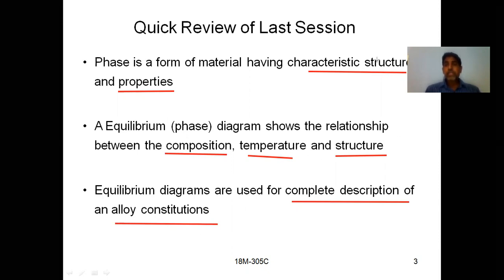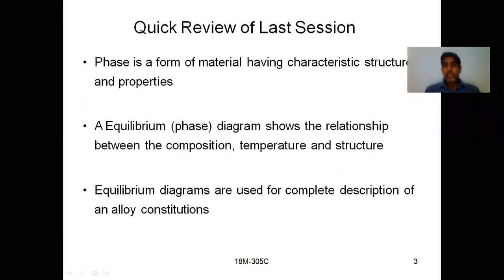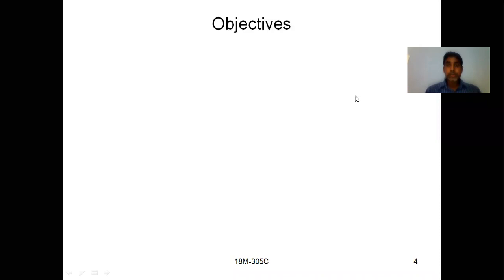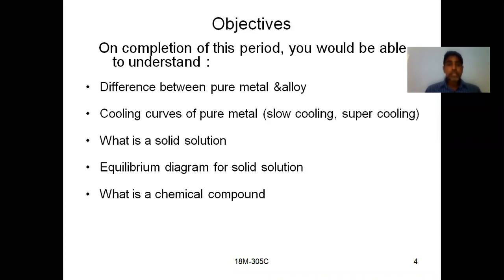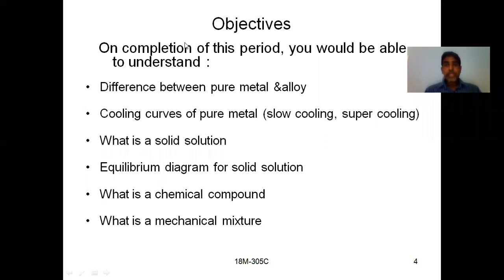So today we are going to discuss these topics in today's session. These are the things we are going to learn. First one is the difference between pure metal and alloy. Already we have defined what is a pure metal and what is an alloy, and once again we will see the definition of a pure metal and alloy, and we are going to discuss the difference between a pure metal and alloy.